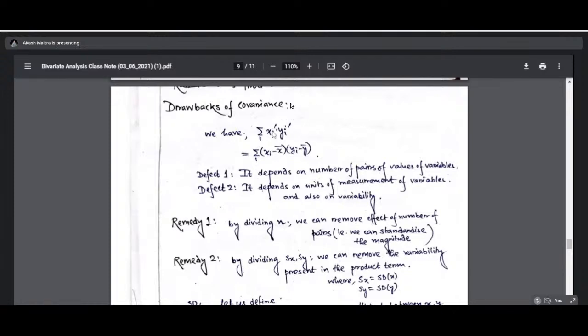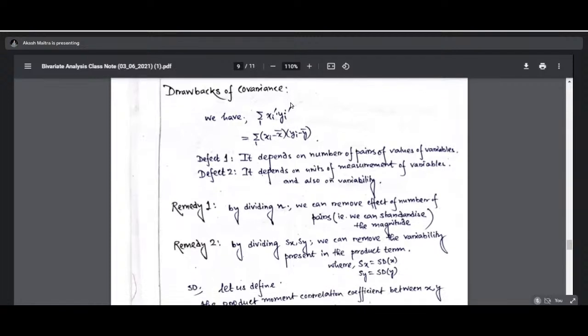Similarly, if I take something like your expenditure and your income, then your result will be in the unit rupees square, rupees into rupees. So in general, we don't do something that is special for one example and special for another example. This is not like statistics. So what we do here, we have to consider this measure unit free.